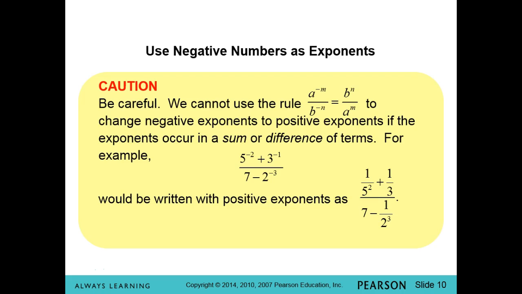Now that's only writing it with positive exponents. You haven't evaluated it yet. So let's do it since it's so much fun. This would be 1 over 25. You already told me that. Plus 1 over 3. We already said that. This is 7 minus 1 over 8.